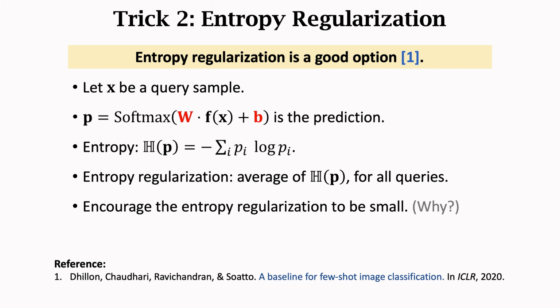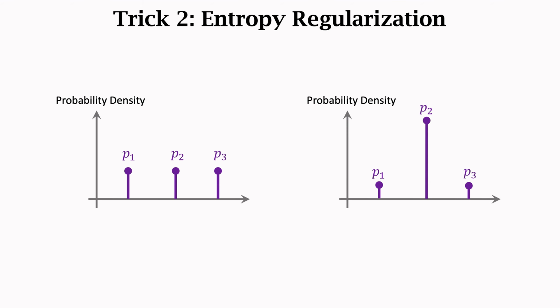We wish to make the entropy small. I'm going to explain the reason. Assume a classification problem has 3 classes. So the softmax classifier outputs 3 probabilities. The figures plot the probabilities. On the left, the 3 probabilities are almost the same. It means the classifier is confused. The classifier doesn't know what the query is. We don't like such a result.